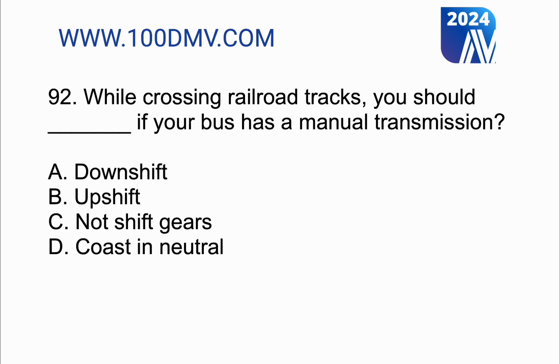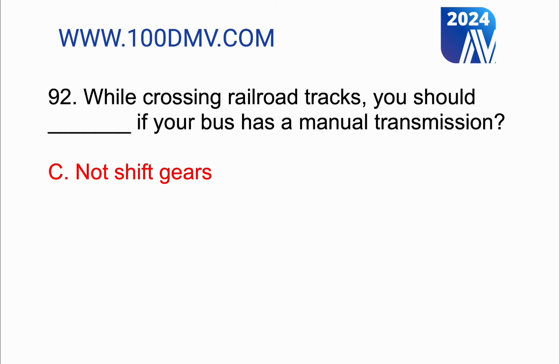92. While crossing railroad tracks, if your bus has a manual transmission, you should: A. Downshift. B. Upshift. C. Not shift gears. D. Coast in neutral. Correct answer: C. Not shift gears.